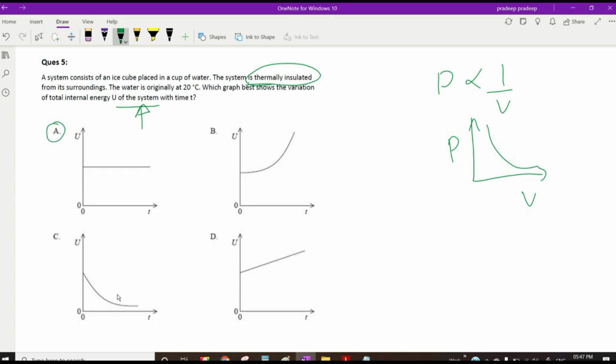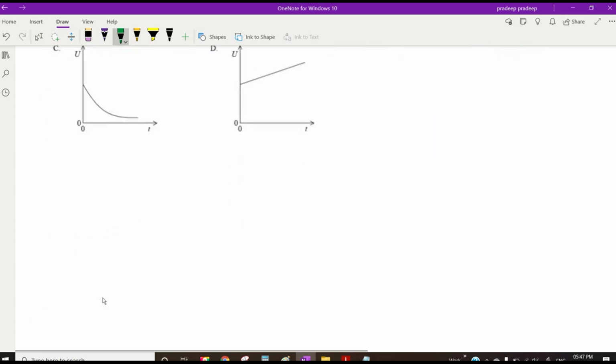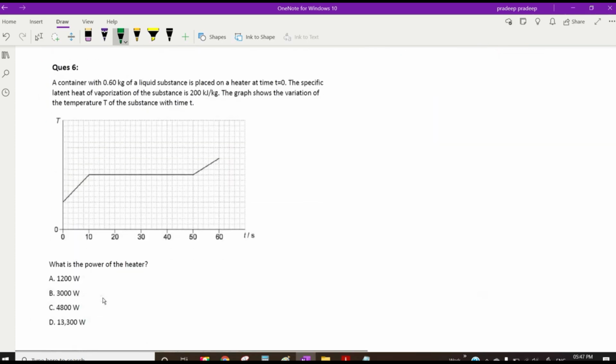Sheldon, understood? Yes, sir. So just remember this: thermally insulated means the energy transfer is 0, which means the energy will remain constant if you are focusing on the whole system. Okay, now let's move on to the next question, 6th.